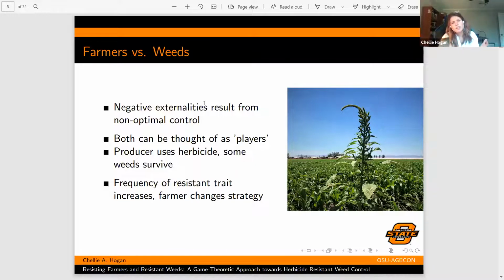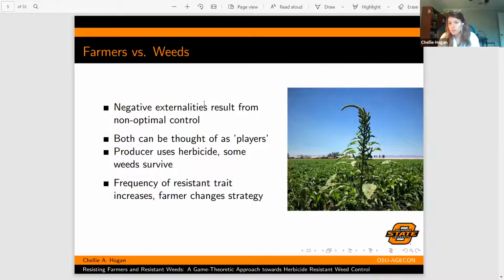And so when we want to think about what's the dynamic between a producer and a weed, both can be thought of as players in a game where they're both trying to outdo one another at each time period. So it's essentially an arms race. It can be thought of as an arms race. So for example, a producer uses a certain herbicide.